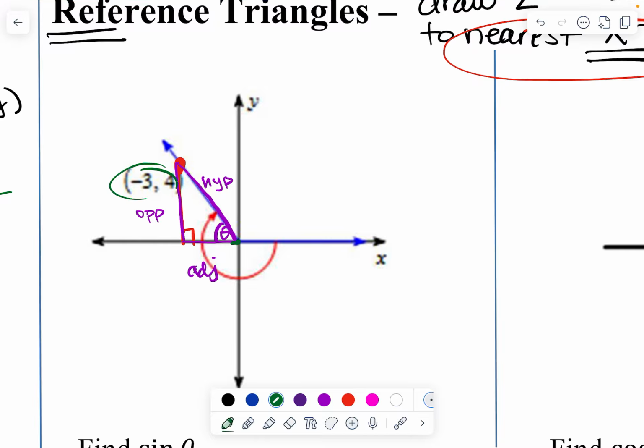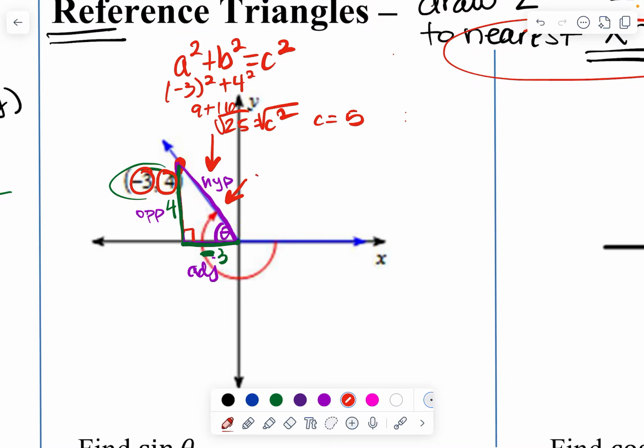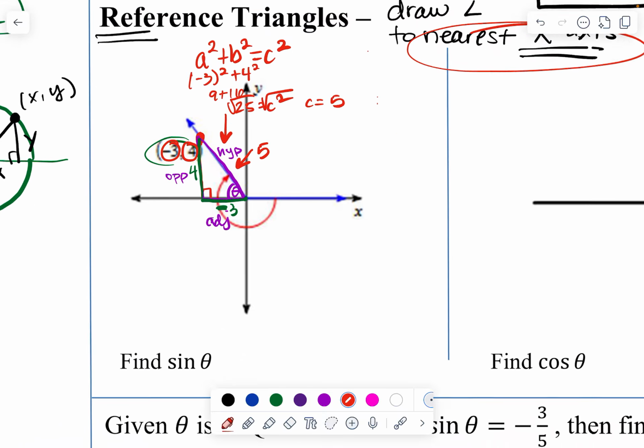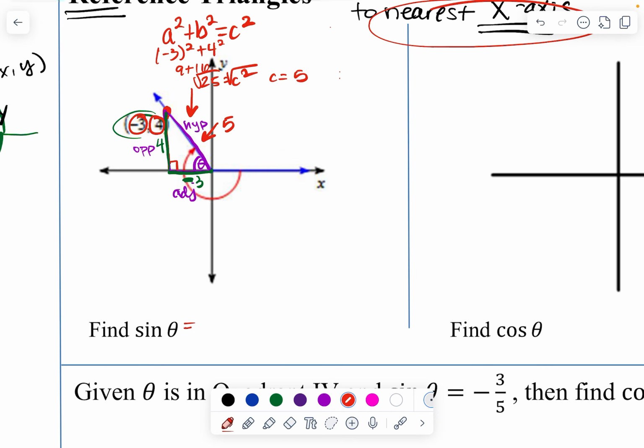If that's true, how do we find the hypotenuse? Well, remember, a squared plus b squared equals c squared in a right triangle. So -3 squared plus 4 squared will give me c squared. That's 9 plus 16, which is 25, equals c squared. If we take the square root, we get c equals 5. So that's going to be the hypotenuse. If we're looking for the sine of theta, which is the opposite over the hypotenuse, the opposite side is 4 and the hypotenuse is 5.